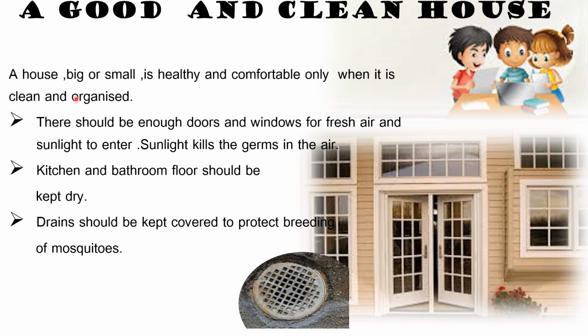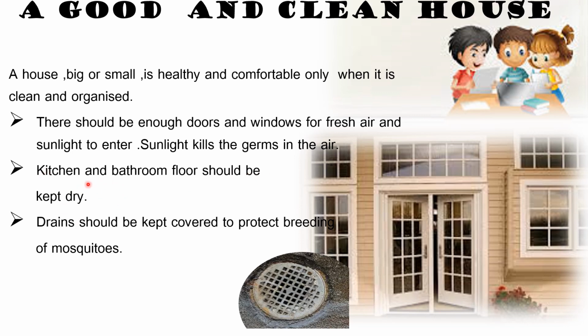Okay, to keep our house neat and clean, we should follow these points. There should be enough doors and windows for fresh air and sunlight to enter. Sunlight kills the germs in the air. So children, we must have enough doors and windows in our houses so that fresh air and sunlight can enter our house. Next one, kitchen and bathroom floor should be kept dry.